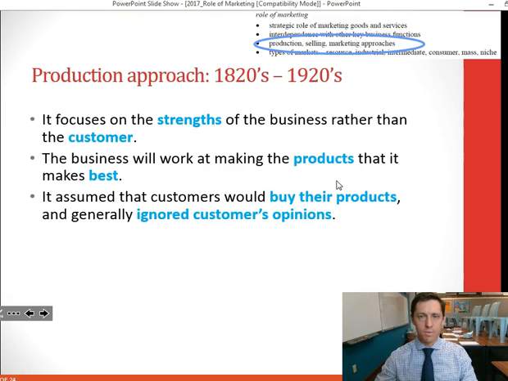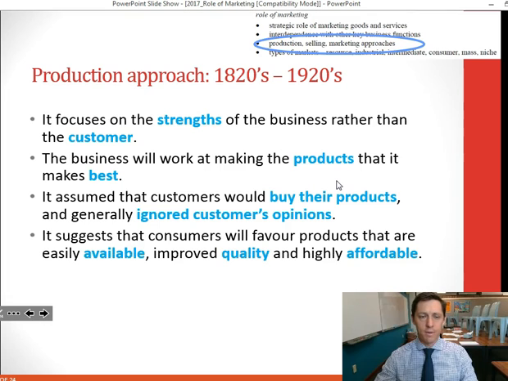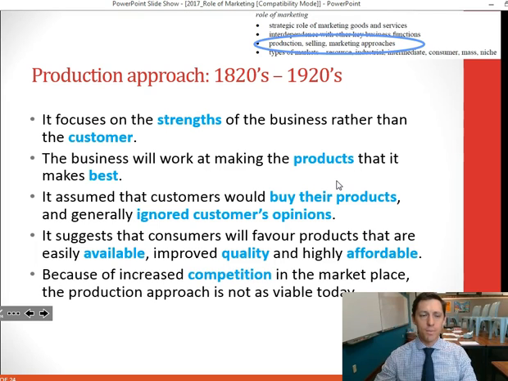He assumed the customers would come and buy those products and didn't really take into account the opinions of the customer. It suggested that consumers favour the products that are available, that had the best quality, were good quality, and that were affordable in relation to their competition. Having said that, because of increased competition, if you think about motor vehicle manufacturers, for example, there's so many of them these days. Businesses cannot afford to market through this approach and not consider the desires of their customer anymore. So hence we've moved forward.